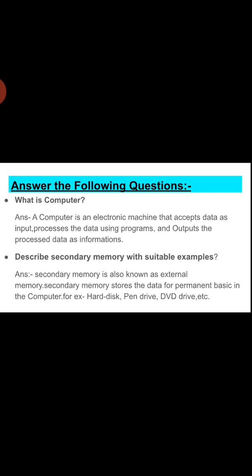Then the next question is: describe secondary memory with suitable examples. In our previous video we had already discussed this topic, so let's go to the answer. Secondary memory is also known as the external memory of the computer system. Secondary memory stores the data on a permanent basis in the computer. Anytime you can use that saved data anywhere. Examples of secondary memory are hard disk, pen drive, DVD drive, etc.